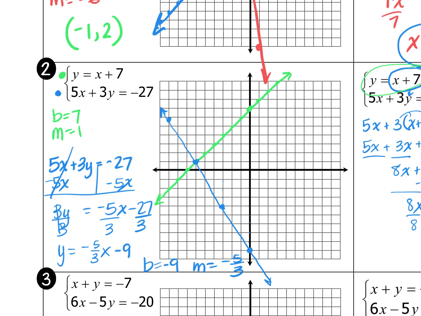So, point of intersection, negative 6, 1. Is that what we got when we did substitution? Yep. Awesome.